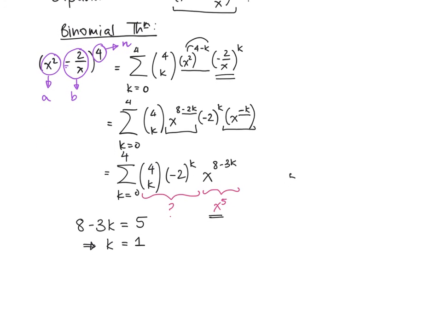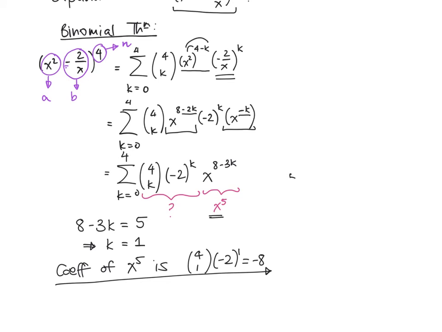So let's just do that quickly. We have that our coefficient of x to the 5 is 4 choose 1 times minus 2 to the 1, and that equals minus 8. So there we've worked out the coefficient of one particular power of x in our expansion.